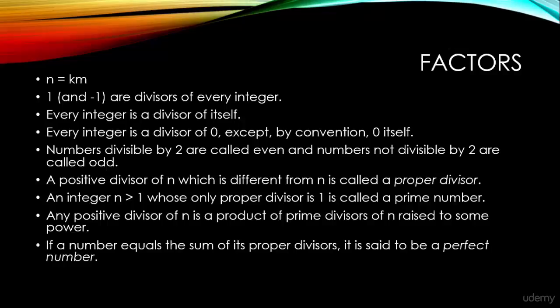Example, the proper divisors of 6 are 1, 2, and 3. So 1 plus 2 plus 3 is equal to 6. 6 is a perfect number.